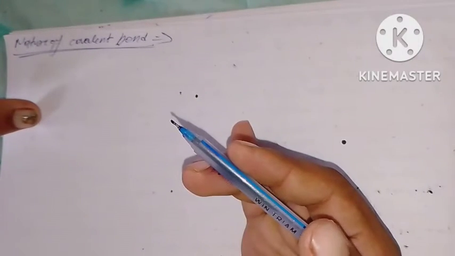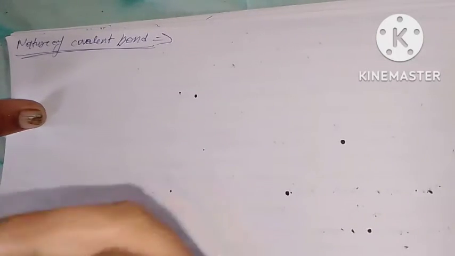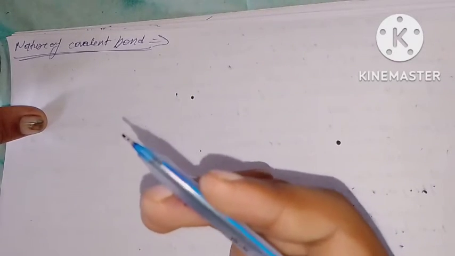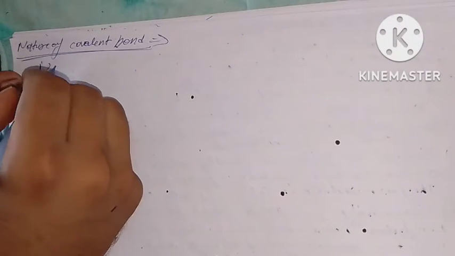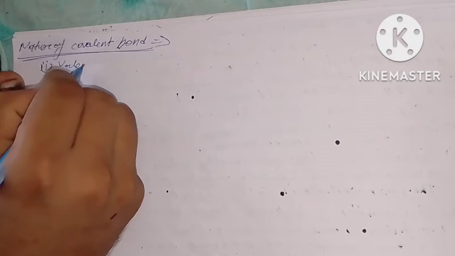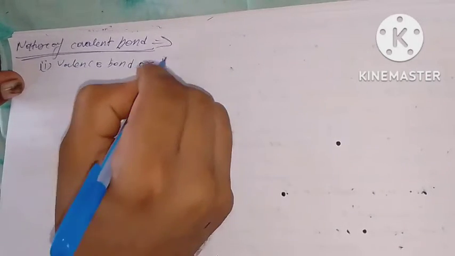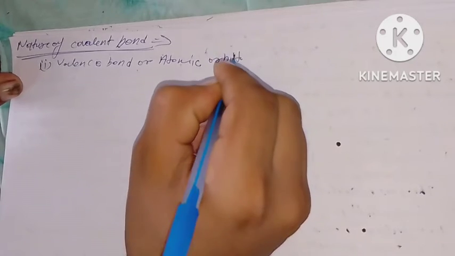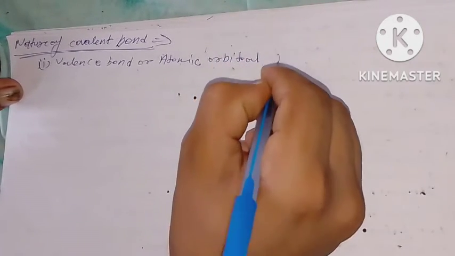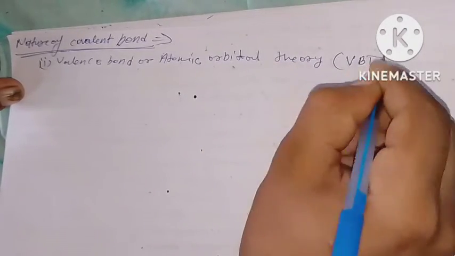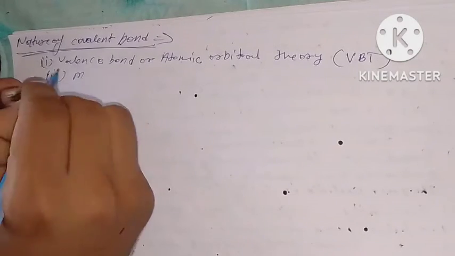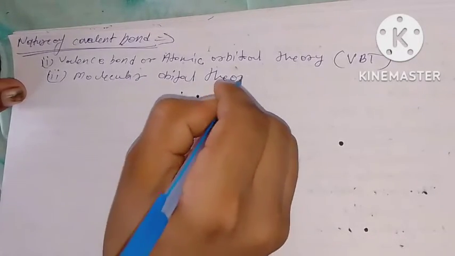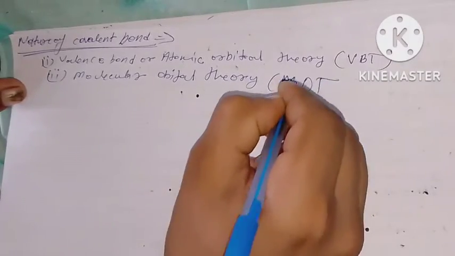After the development of wave mechanics, it was possible to explain the nature of covalent bond. Two alternative theories were put forward. First is valence bond theory or atomic orbital theory, VBT. And second is molecular orbital theory, MOT. Okay, thank you.